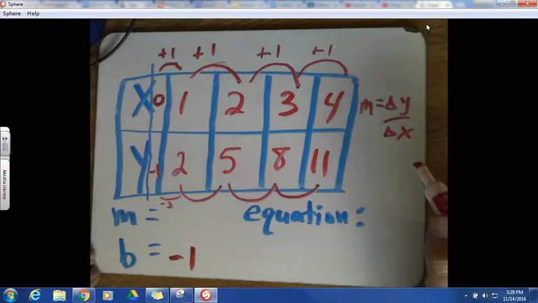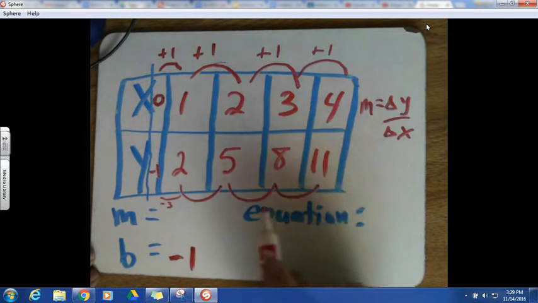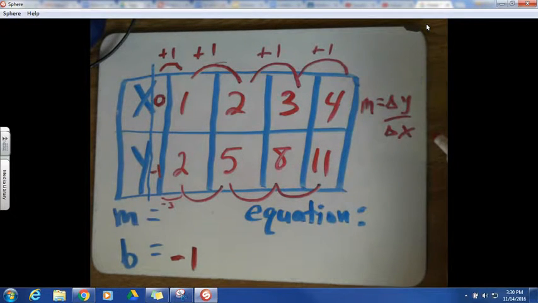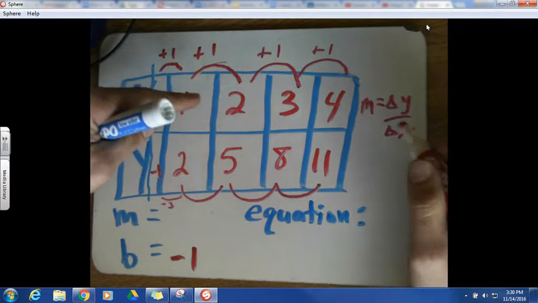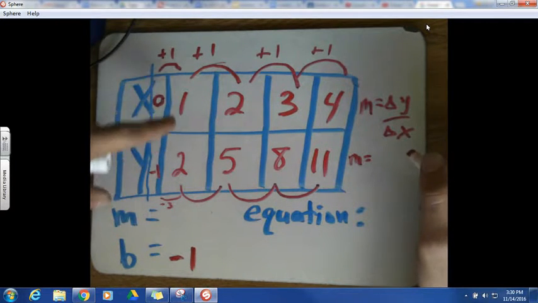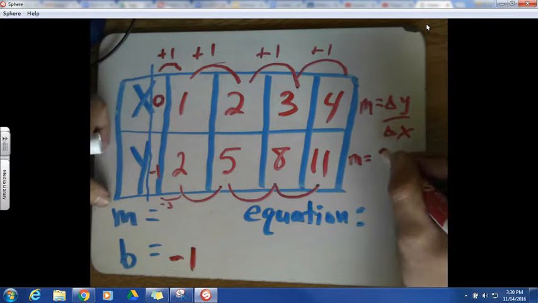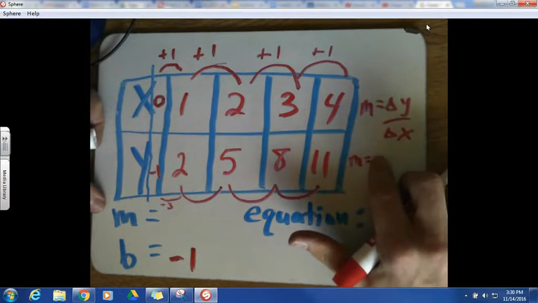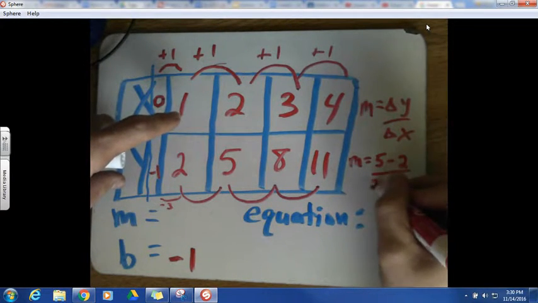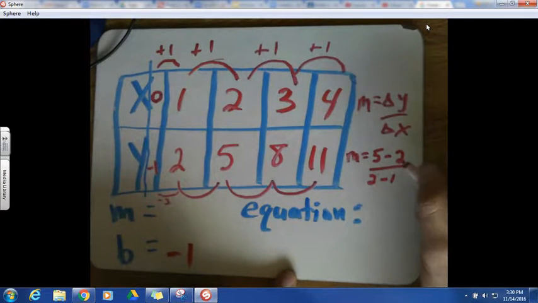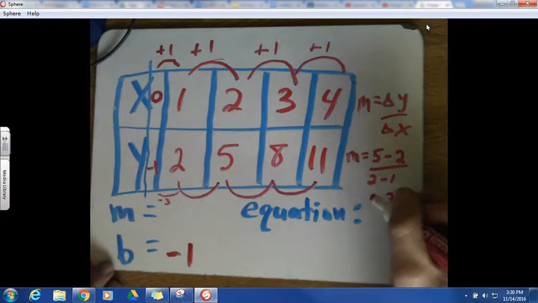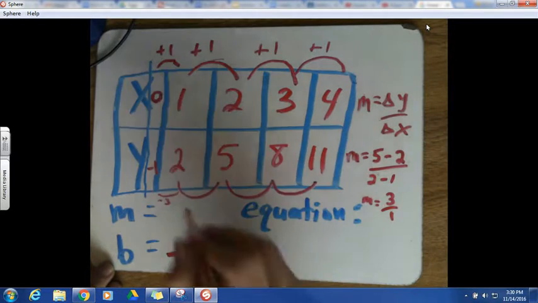Remember, slope equals the change in y over the change in x. We already talked about what the change in y is. The change in y is 3, the change in x is 1. We could plug in our numbers to check. Pick any two x values with any two corresponding y values. So let's do y first, 5 minus 2, and then 2 minus 1 on the bottom. 5 minus 2 is 3, 2 minus 1 is 1. Our slope is equal to 3 over 1, or 3.